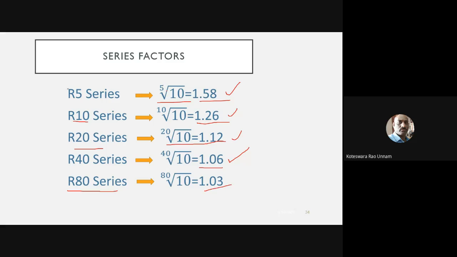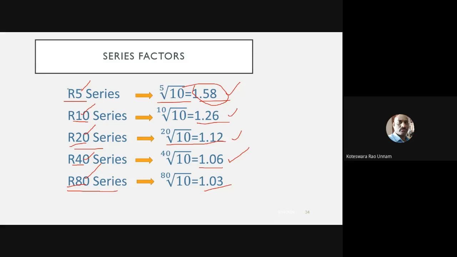If you are able to, you can remember all these numbers, or else it is easy to remember. Instead of remembering these numbers, R5 means you have to take the 5th root, R10 means you take the 10th root, R20 means the 20th root, R40 means the 40th root, R80 means the 80th root.